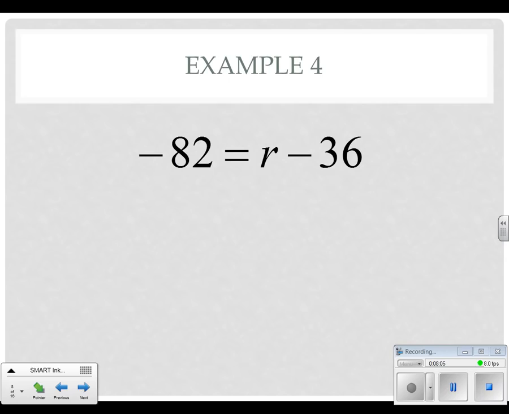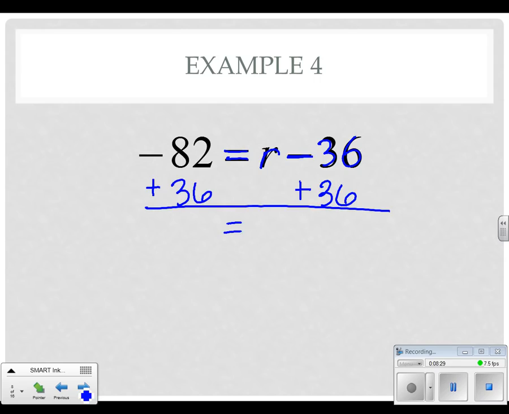Negative 82 is the same as r minus 36. So on here, here's our equal sign. We want to get the r isolated on the right side, so we need to get rid of this minus 36. The opposite of minus 36 is add 36. That's going to take away our negative 36. Whatever we do to one side of the equation, we do to the other side. Equal sign goes right below where it was.